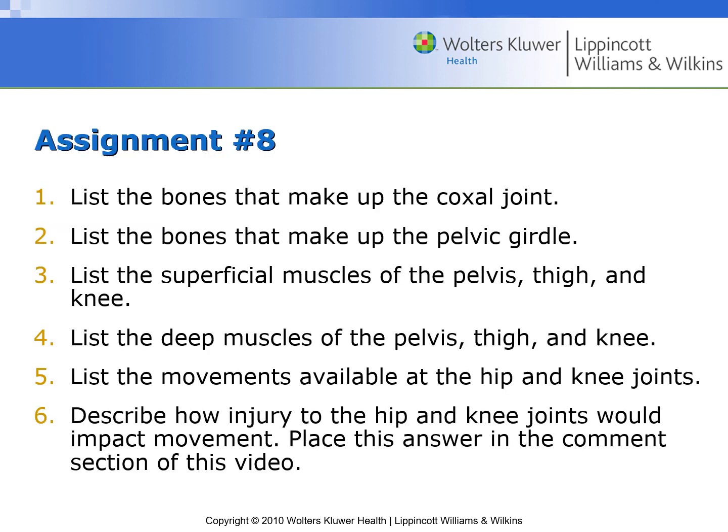And for our assignment for this week, this is assignment number 8 for week 9. We're going to list the bones that make up the coxal joint. We're going to list the bones that make up the pelvic girdle. We're going to list the superficial muscles of the pelvis, thigh, and knee. We're also going to list the deep muscles of the pelvis, thigh, and knee. And we're going to list the movements available at the hip and knee joints. We're also going to describe how injury to the hip and knee joints would impact movement. And when you're done, you're going to place this answer in the comment section beneath this video.